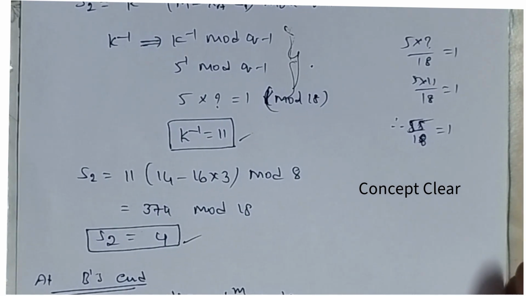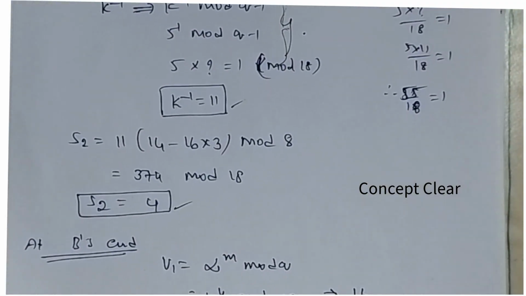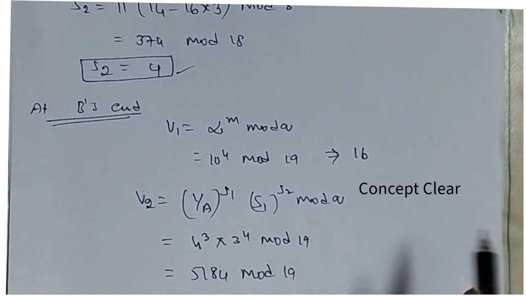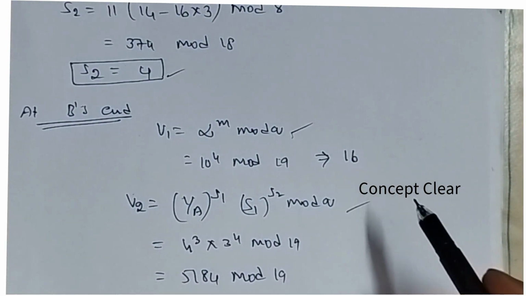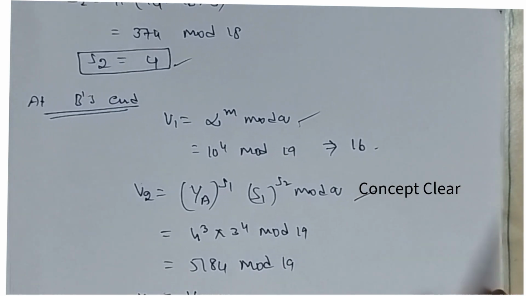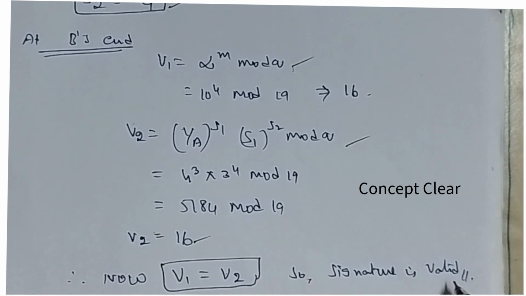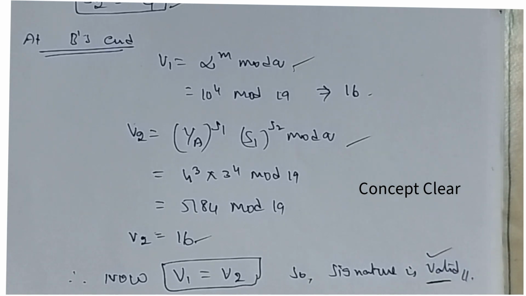Okay, now at the receiver side, as I told, if you want, you can check. How to check? We have to calculate the v1 value and the v2 value. If you calculate, v1 equals 16 and v2 equals 16. Now v1 equals v2, so the signature is valid. If v1 is not equal to v2, then the signature is invalid.